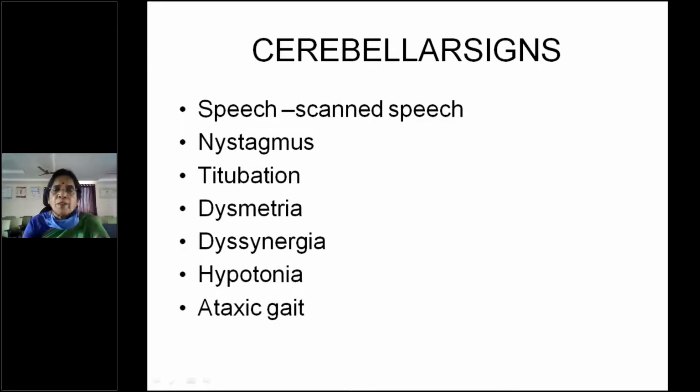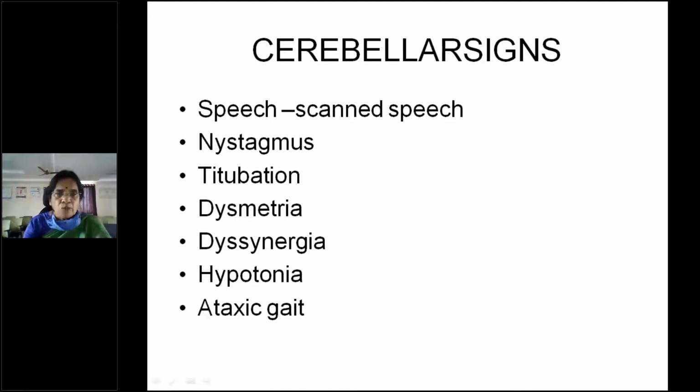Now, for completion's sake, you have to write the cerebellar signs, signs of meningeal irritation, skull, and spine. You have to mention them. The autonomic nervous system also we have to mention briefly. So what are the cerebellar signs? Speech: scanned speech, that is a drunken speech. The syllables will be split. So that is the speech disturbance they can have.